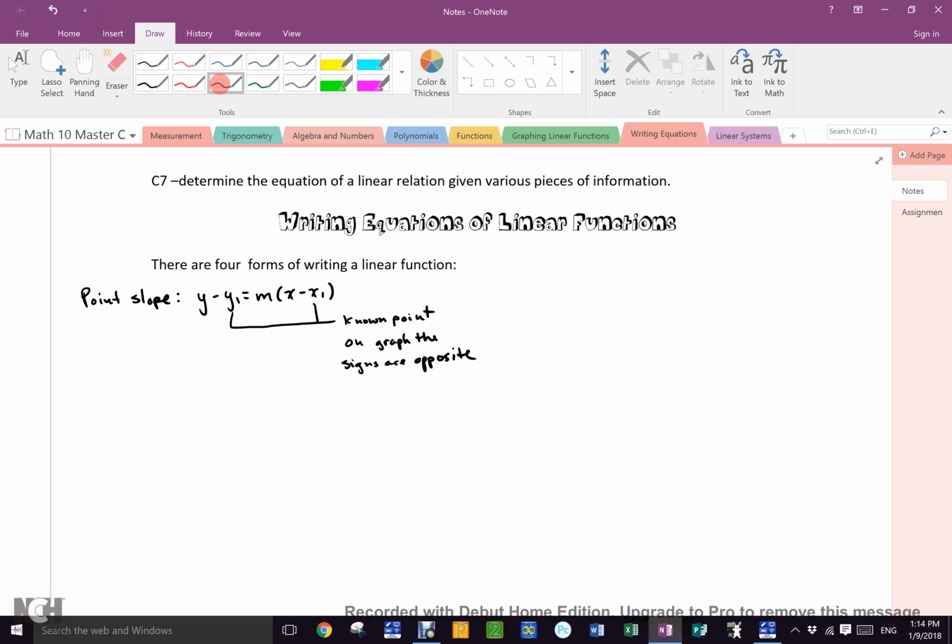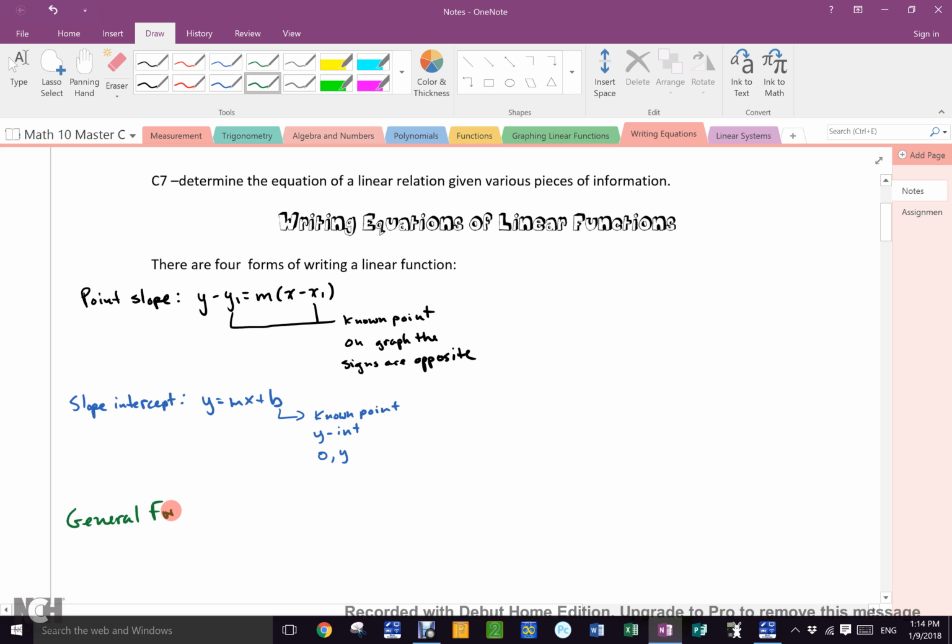Great. Now, Ethan gave us the next one. Slope-intercept. And that was y equals mx plus b. And in that one, you got to remember that b is the known point. And it's the y-intercept, which means it's 0, y. Yeah? Excellent.